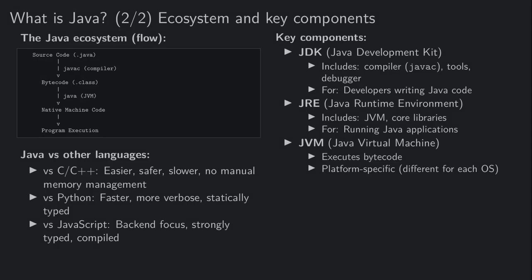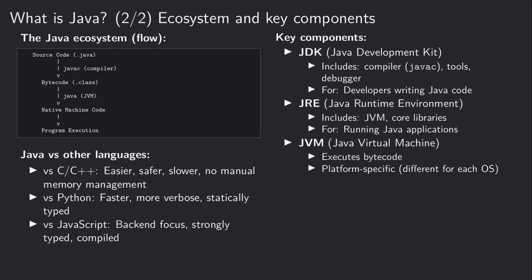Let's make the ecosystem feel concrete. The flow on the left is the whole story. Source code .java goes into javac, producing bytecode .class. Then the java command runs the JVM, which executes that bytecode and produces native machine code internally, which ultimately becomes program execution. This is why Java is called a platform. The JVM is the platform layer, and your code targets the JVM.